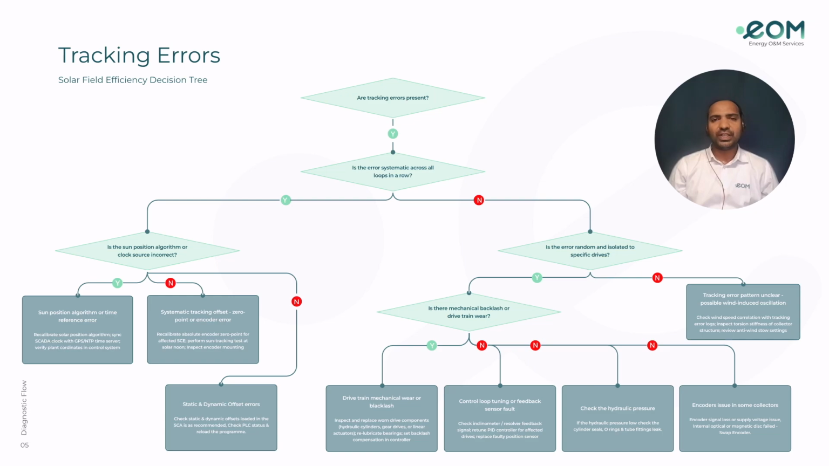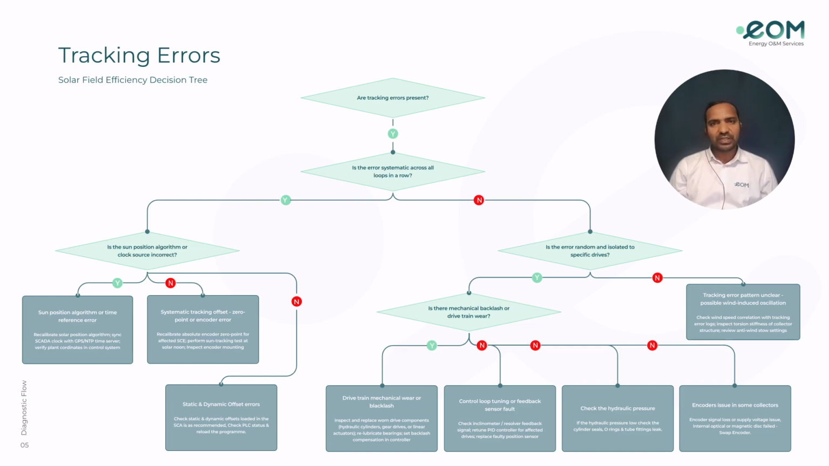Another possibility is faulty feedback, instrumentation, or poorly tuned control loops. So position sensors, inclinometers, and resolver feedback systems should be verified, while PID tuning may need adjustment to stabilize collector movement. Hydraulic pressure should also be checked because insufficient pressure often affects actuator responsiveness and tracking accuracy.